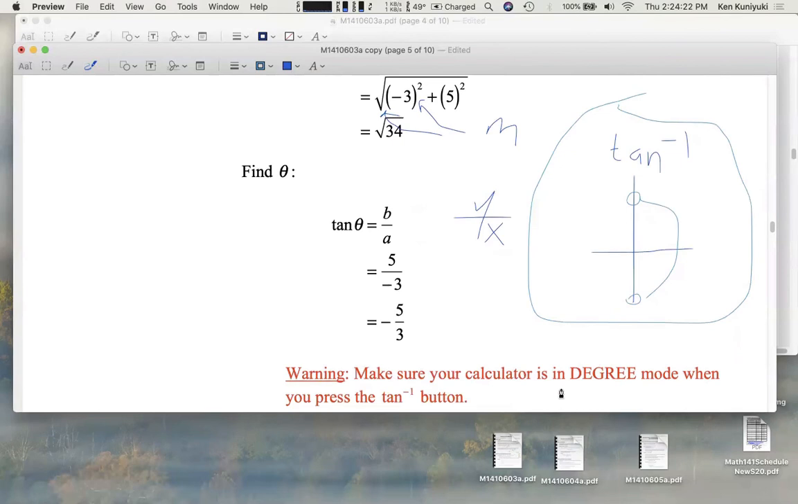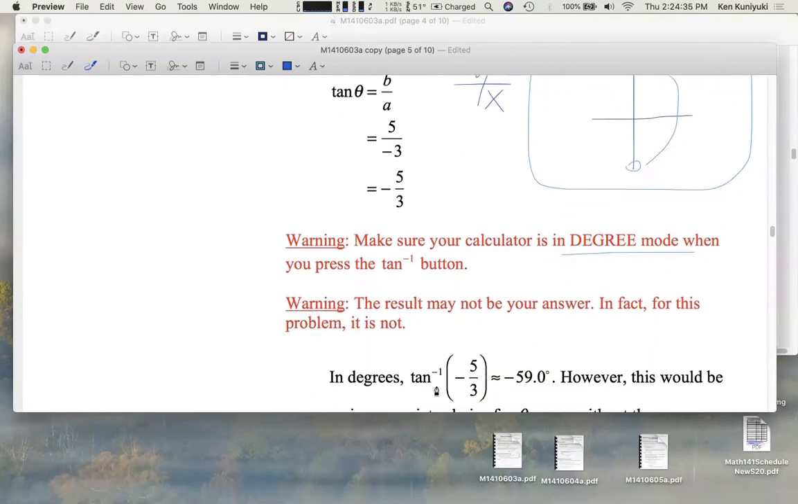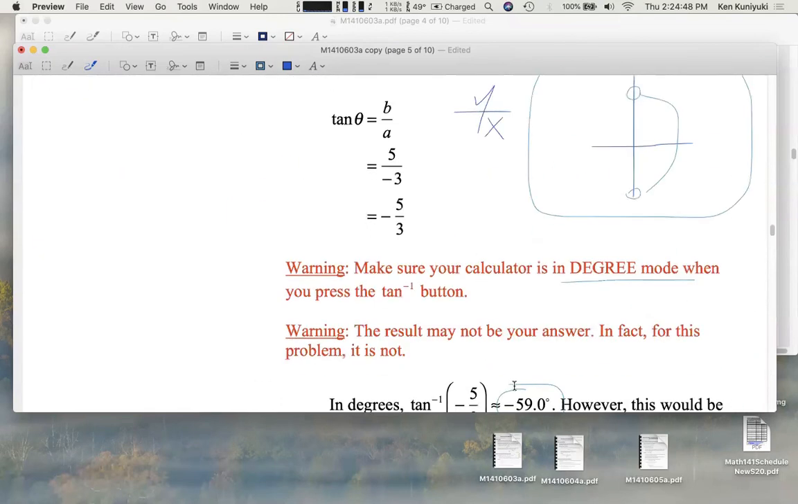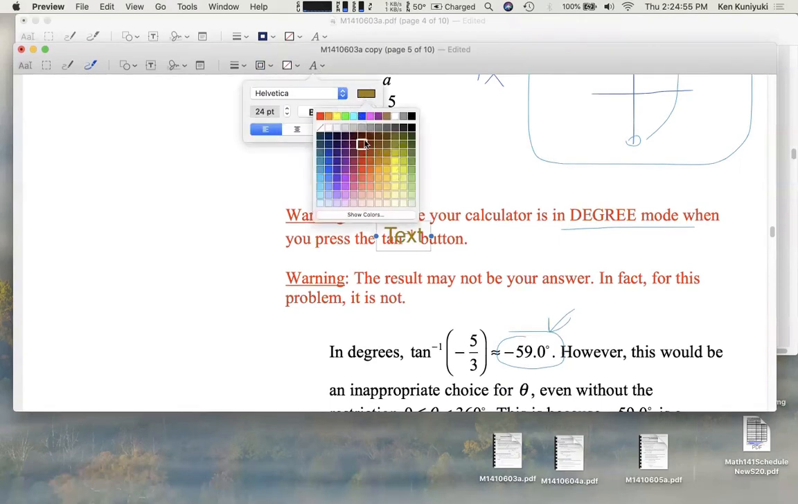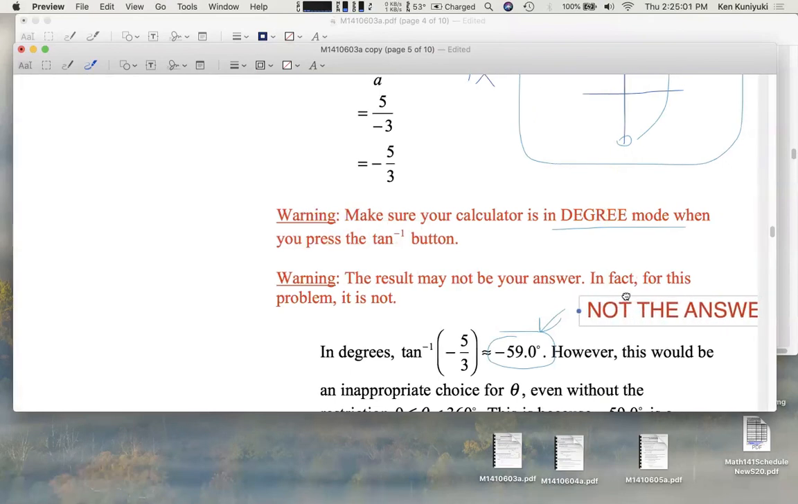Remember to put your calculator in degree mode, because in chapter 6, we tend to deal with degree measure. The inverse tangent of negative 5/3 is negative 59.0 degrees. We can use that, but that's not our answer, because negative 59 degrees is not inside the interval here. I'll put this in red. It's not the answer. In fact, it's not even in the right quadrant. It's not even coterminal.